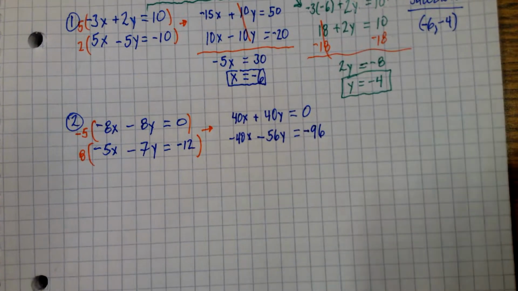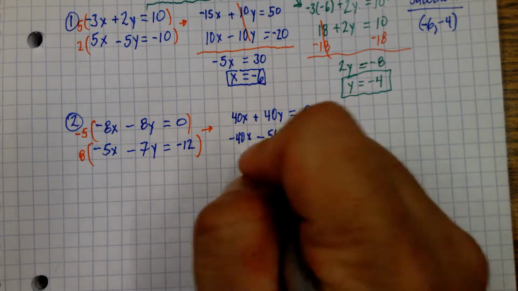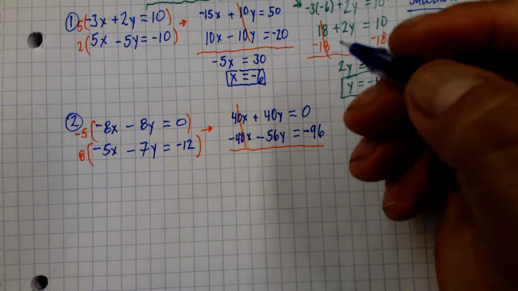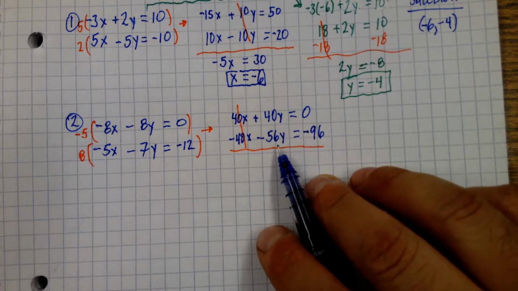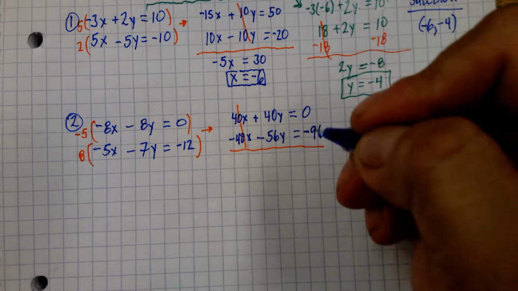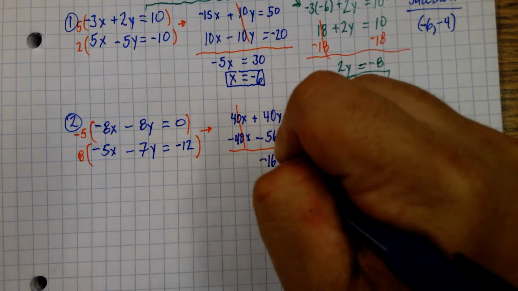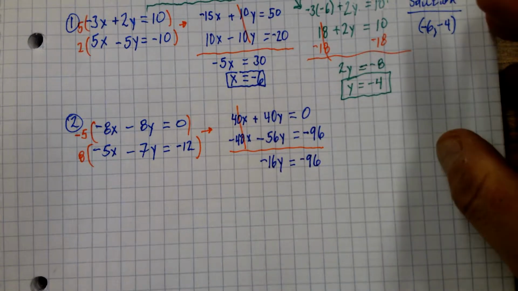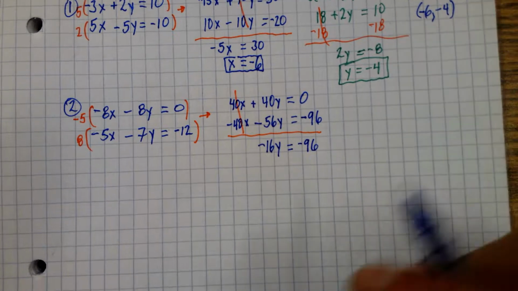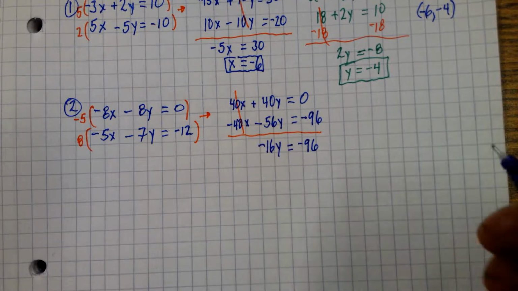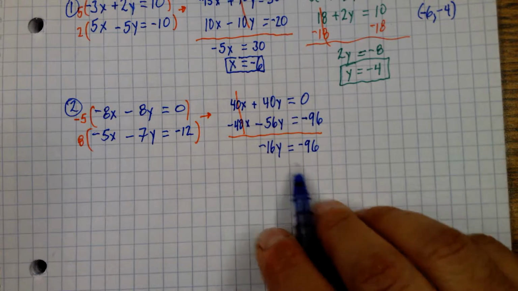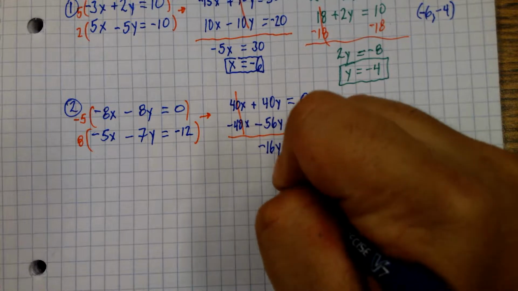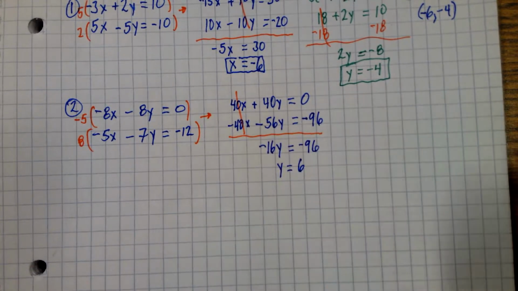Okay. All right. So cancel that. And this is going to be 40, take away 56. -16y equals -96. And that's going to be what? 6. Yeah, -16 times +6 is -96. Okay, y equals +6. Whew.